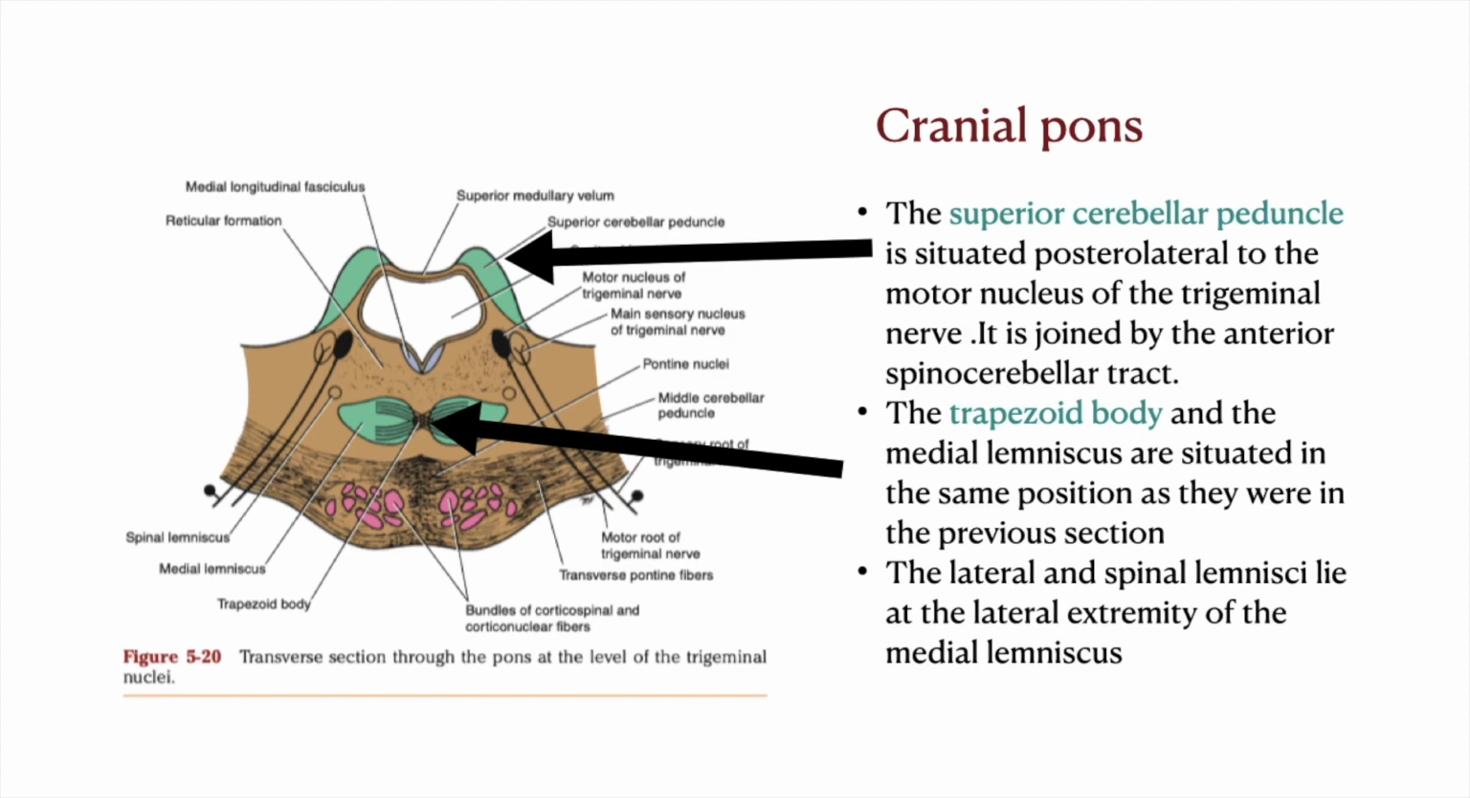The superior cerebellar peduncle is situated posterolateral to the motor nucleus of the trigeminal nerve. It is joined by the anterior spinocerebellar tract. The trapezoid body and the medial lemniscus are situated in the same position. The lateral and spinal lemnisci lie at the lateral extremity of the medial lemniscus.